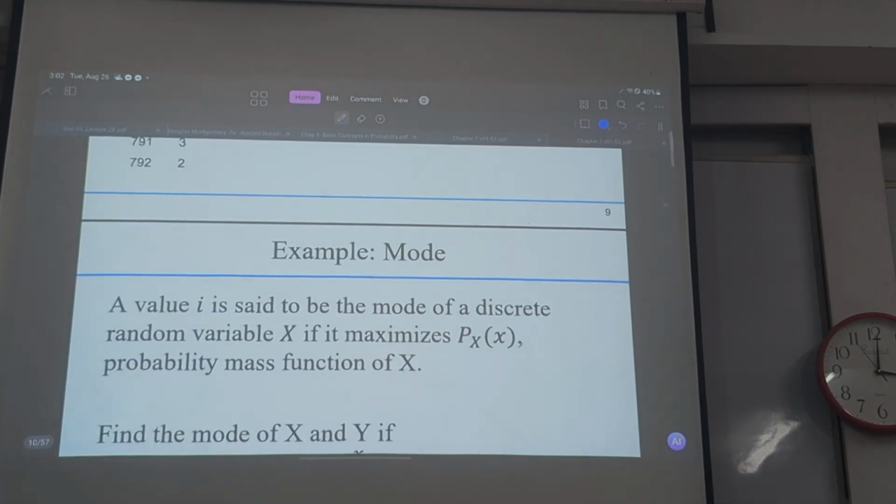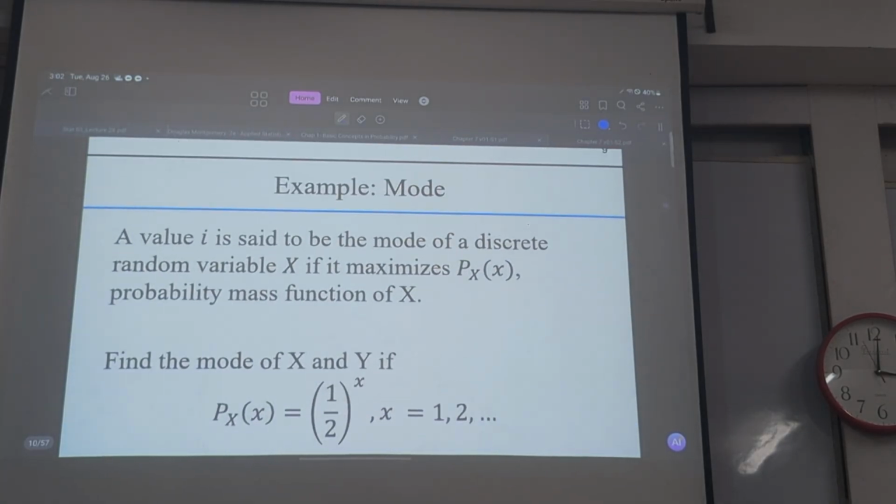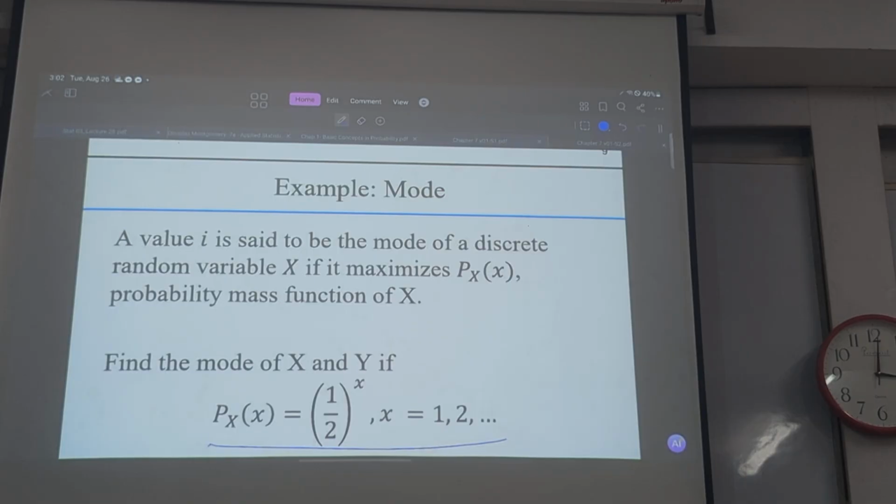So let's consider this is the PMF of A, and the PMF of X. What is the mode?